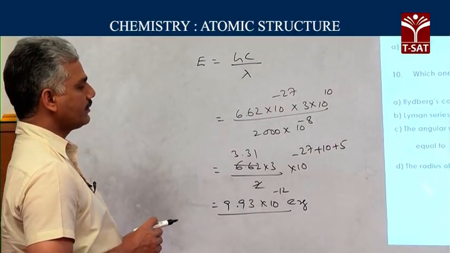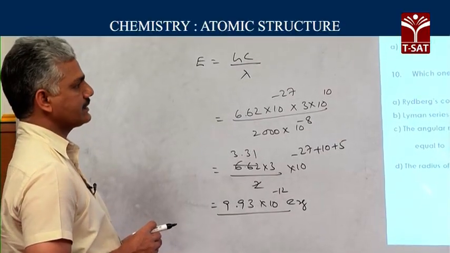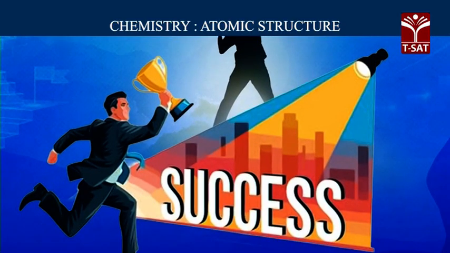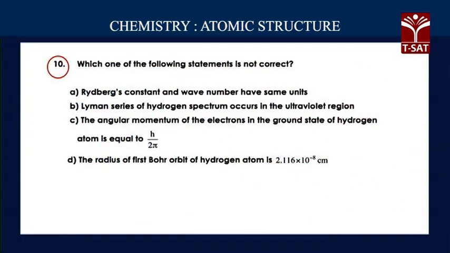(9.93 into 10 power minus 12 ergs). Nearest answer can be taken as the first option, 9.94 into 10 power minus 12. Which one of the following statements is not correct? Rydberg's constant and wave number have same units. This is a correct statement only, both have got same units.